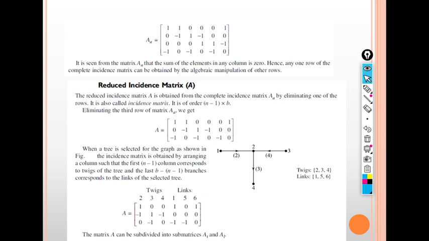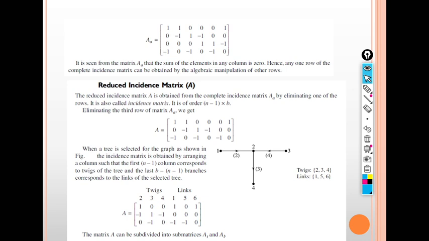Now what are fundamental loops or f loops? Loops which contain only one link. The loops that contain only one link are independent and are called basic or fundamental loops or tie sets, right? So what is the number of tie sets? That is equal to the number of links.